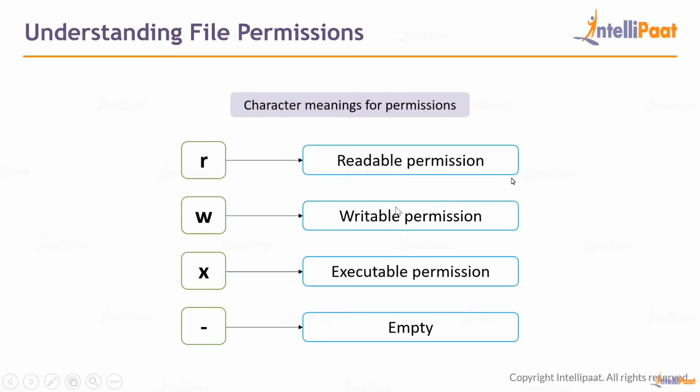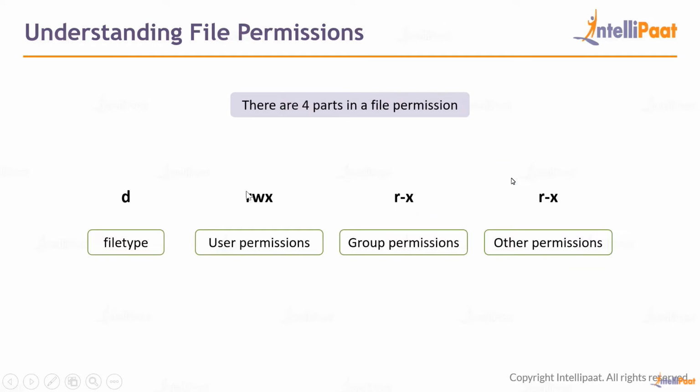Now coming down, what are the meanings of these characters? First R means readable, W means writable, X means executable, and dash or hyphen means empty. There is no permission or there is nothing over there. So first R, in the sense it's readable. So first you saw here RWX under user permissions. This means that particular user or any user can read, write and execute this file.